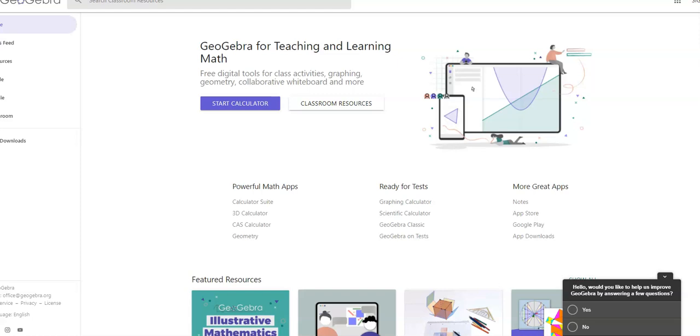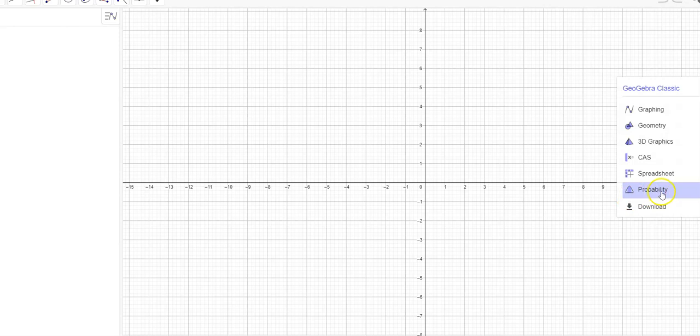Hi, it's Carly McAvoy. I wanted to show you very quickly how to use GeoGebra to construct a confidence interval. So I'm going to go to GeoGebra Classic and I'm going to click on Probability.